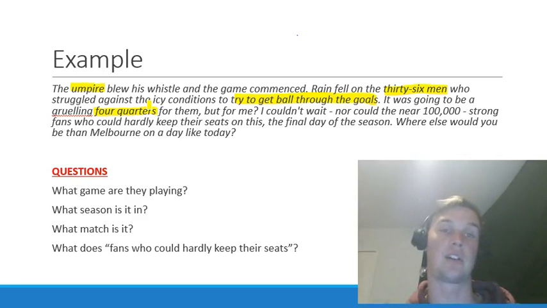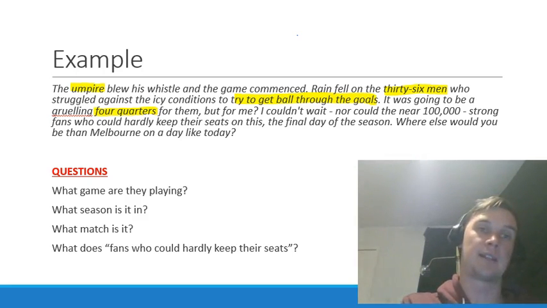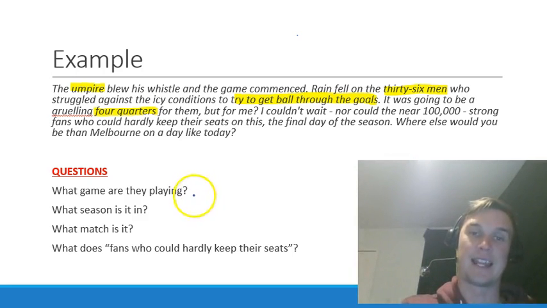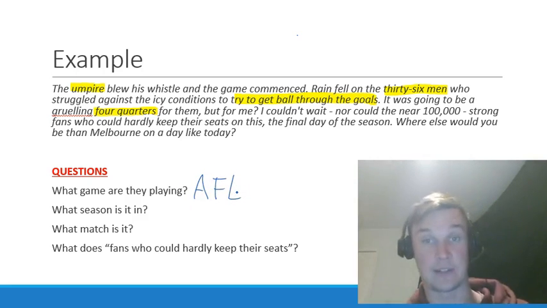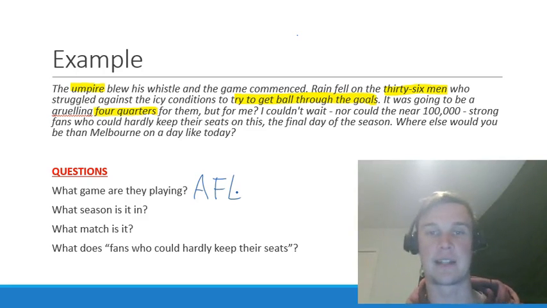So it's obviously not going to be football, rugby league, or rugby union, or tennis, or any of those other sports. There's an umpire, there's 36 men, so it's a big game. They're trying to get the ball through the goals, and there's 4 quarters. So the implied meaning of this is that they are playing AFL. Okay, the literal meaning would be they'd say playing AFL, but we've used the implied meaning and our understanding of the text to get out what the actual implied meaning is.